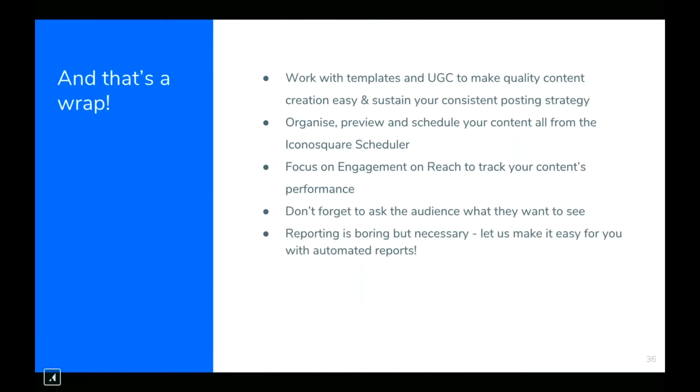Okay, we've reached the end of the webinar. And now hopefully you have all the building blocks you need to create an amazing content strategy that gets measurable results. On this slide I've just summarized what we've learned today. So working with templates and UGC to make quality content creation easy. You can organize, preview, and schedule your content all from the Iconosquare scheduler. Focus on engagement and reach to track your content's performance. Don't forget to ask the audience, like in Who Wants to Be a Millionaire, what they want to see. And reporting is boring but necessary. So let us make it easy for you with automated reports.